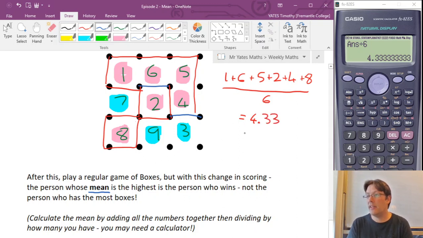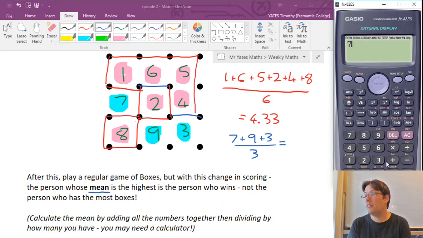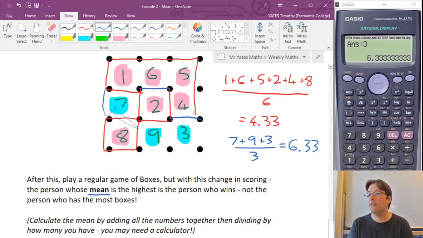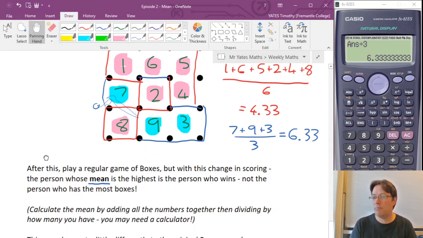The blue player, on the other hand, is 7 plus 9 plus 3 divided by 3 because they've only got 3 numbers. 7 plus 9 plus 3. Divide that by 3. And they end up with 6.33. Now, even though the blue player only has 3 boxes and the red player has 6, the blue player ends up winning because they have a higher mean. So that's how we play Mean Boxes.